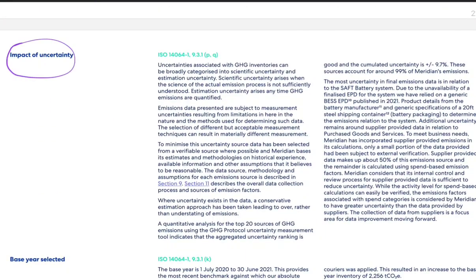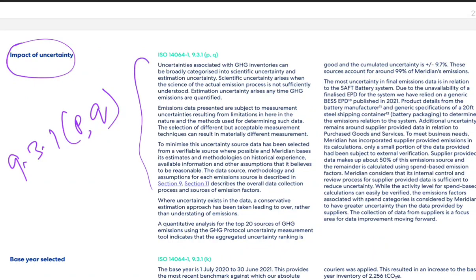Then very important, impact of uncertainty as per 9.3.1 PQ. So uncertainties associated with the GHG inventories can be broadly categorized into scientific uncertainty or estimation uncertainty. These are the two uncertainties they captured here. So scientific uncertainty arises when the science of actual emission process is not sufficiently understood, and also estimation uncertainty arises any time GHG emissions are quantified actually. Then these are the details about the uncertainty, very important.